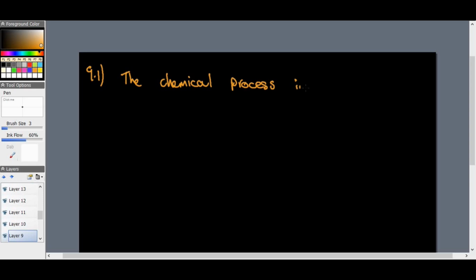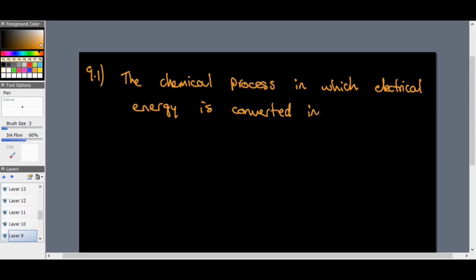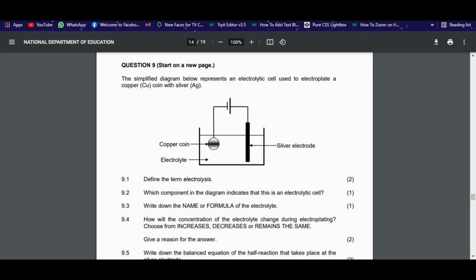We rather say in which electrical energy is converted into chemical energy. Can I fit energy here? Yeah, my energy can fit in there. There we go. Awesome. Cool. Okay, that's the whole process, or the definition of electrolysis.